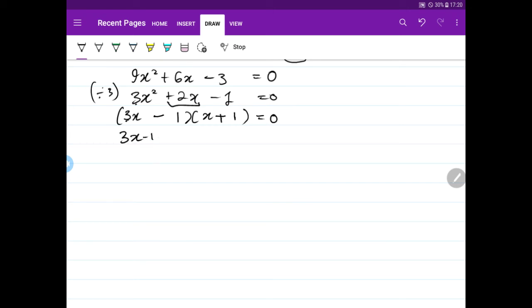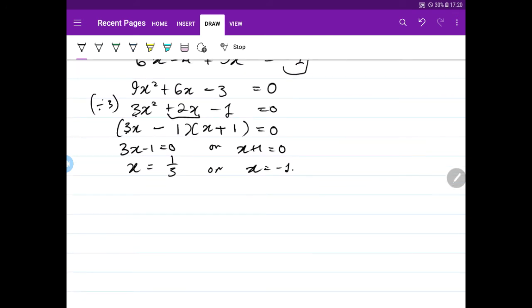Therefore, 3x minus 1 has to equal 0, or x plus 1 has to equal 0. Therefore, x must equal 1 over 3, or x must equal -1. Are we done here? No, there's one more thing to do. We need to find our y's.